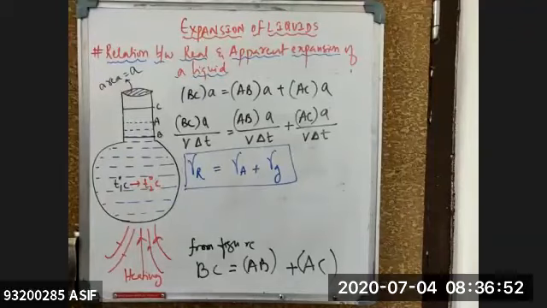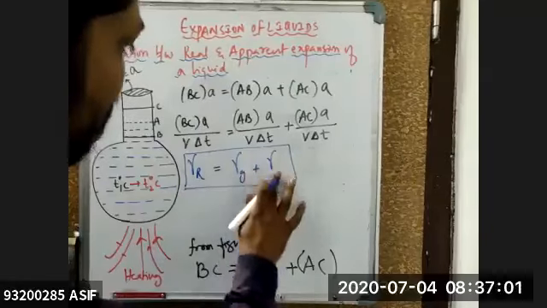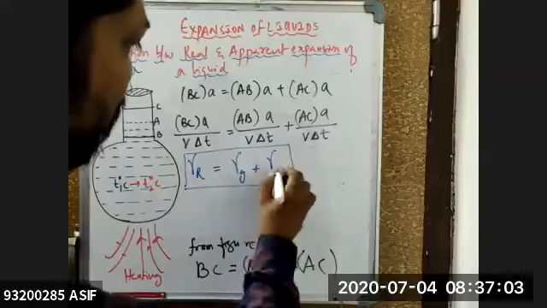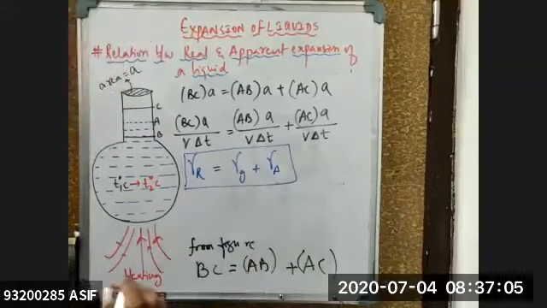So coefficient of real expansion is better. Sir, AB is the expansion of the vessel, right? And AC I can write here, no problem. You can write this as gamma G and this one as gamma A. Okay?